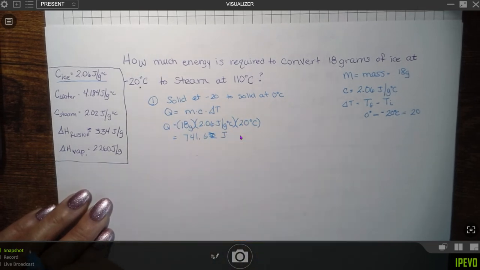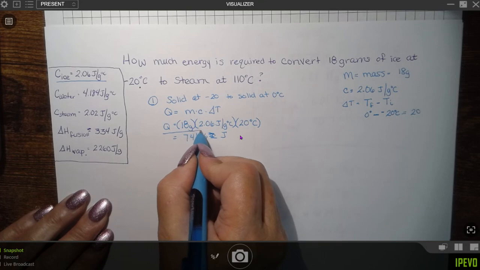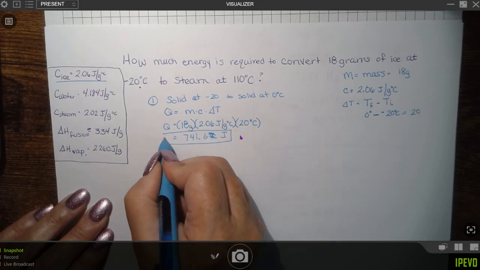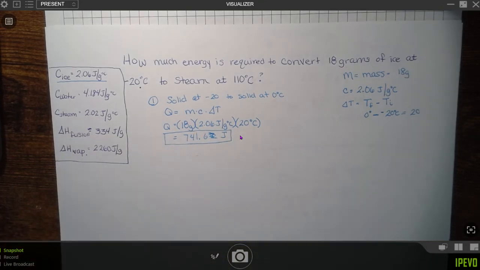Units for energy are always going to be joules. I'm going to put a box around this because we've got all 5 steps on our graph that we have to add together in the end.